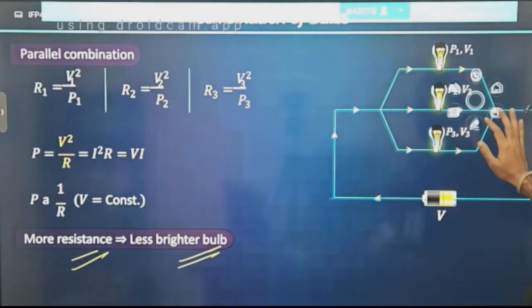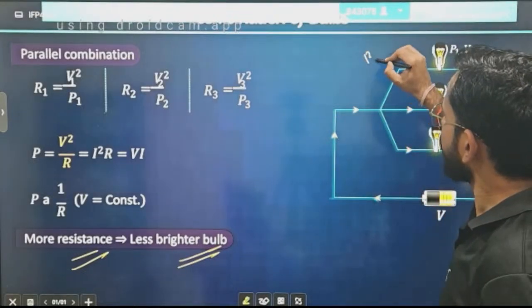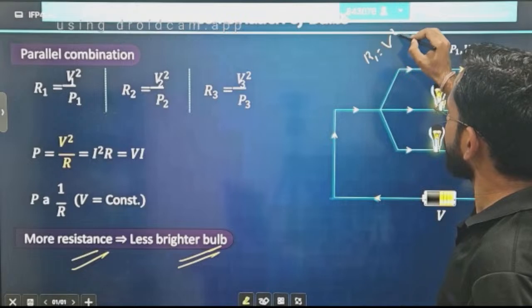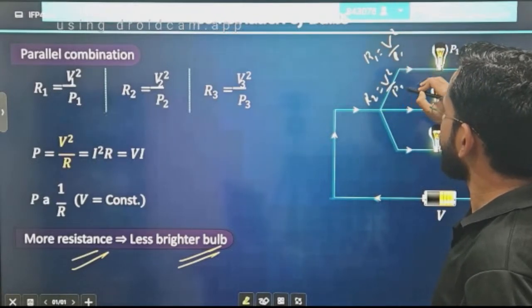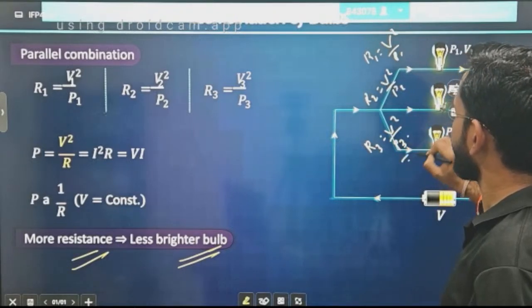Now come to the parallel combination. Again, what will you do? The first step is to mention all the resistances. R1 is equal to, since the voltages are the same, V square by P1. Here R2 you will say is V square by P2. Here R3 you will say is V square by P3.